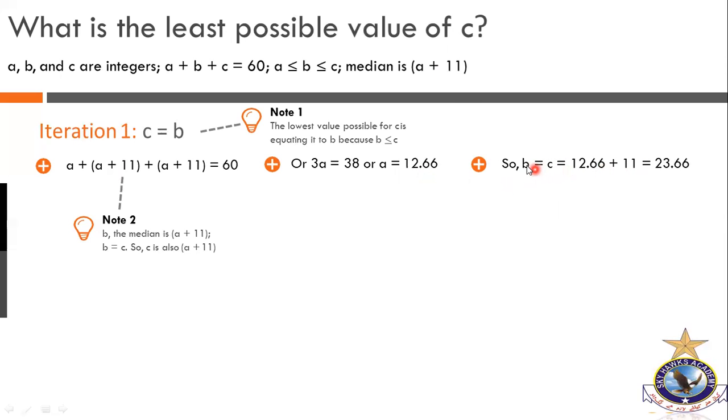We have supposed the least value is C, and C is equal to 12.66 plus 11. Why? Because it's B and B is the median. If we have the value of A, just put the value of A over here. This is the median, this is B. So B is equal to this, so it's also equal to C. Are you getting this? Is there any confusion?